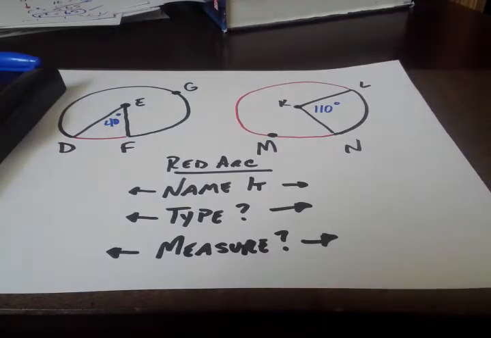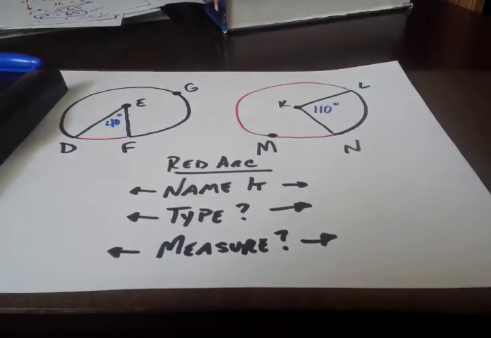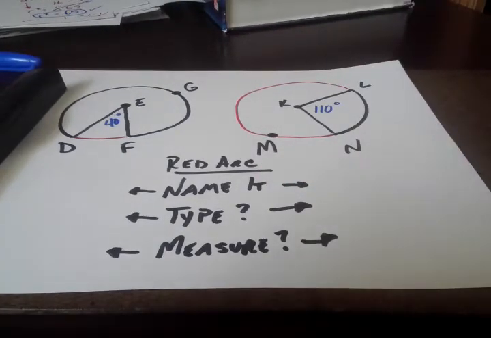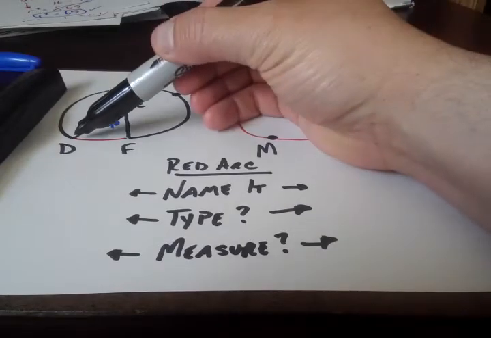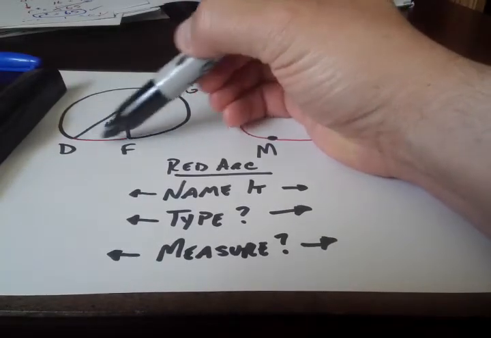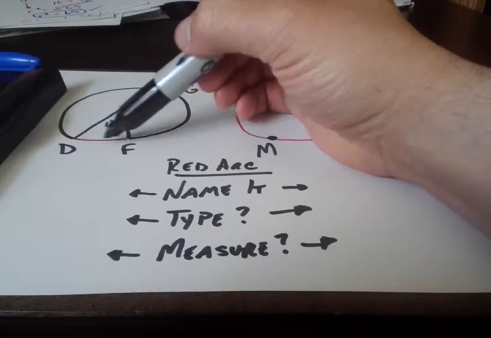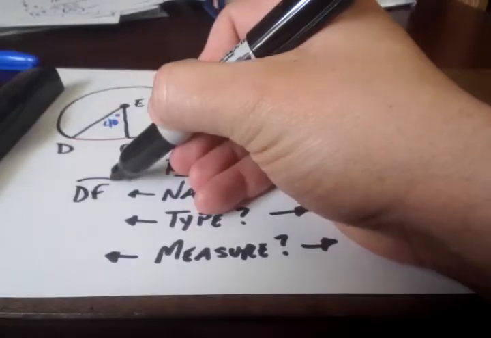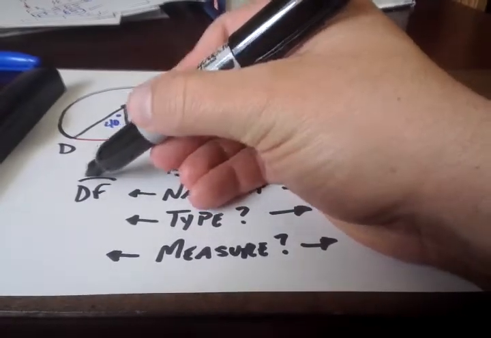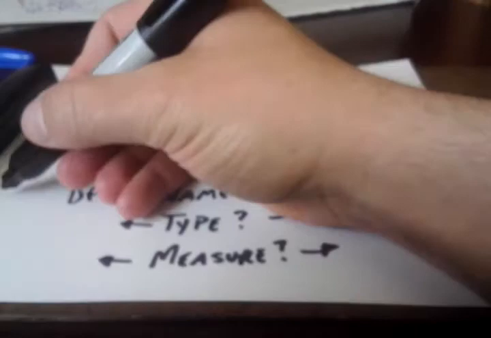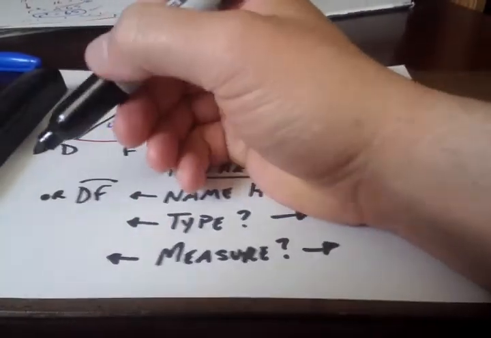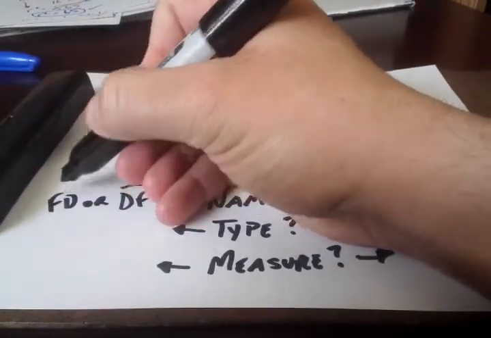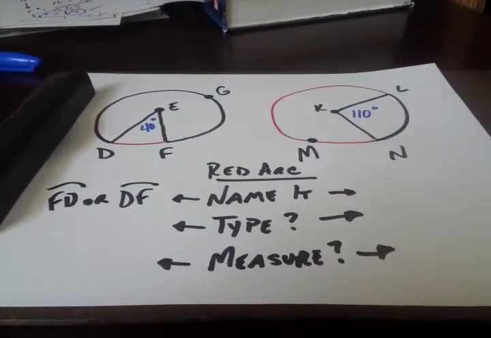Okay? So let's start by naming it. So again, we're looking at the red arc. An arc is just a part of a circle, and we're just talking from this part, so we can call it 2 things. We can call it DF, and this is kind of like an arc on top. It's not a line. Or we could do it backwards and say FD with the arc symbol on top. So that's how we named this.